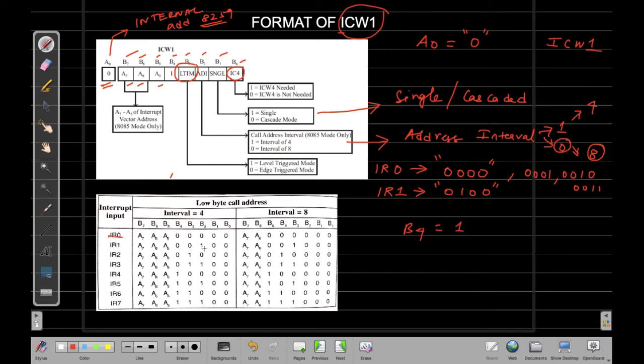You can see the bits which are inserted by the system. IR0 is inserted with 5 zeros. IR1 is inserted with the data 00100. Then IR2 has 01000. So these 5 bits are inserted by the 8259. The remaining 3 bits, 5, 6, and 7, are set by the programmer. So the programmer needs to know the code word for all the 8 pins, which is why it is listed here. If the interval is 4, you have to check this table. If the interval is 8, you have to look at this one.